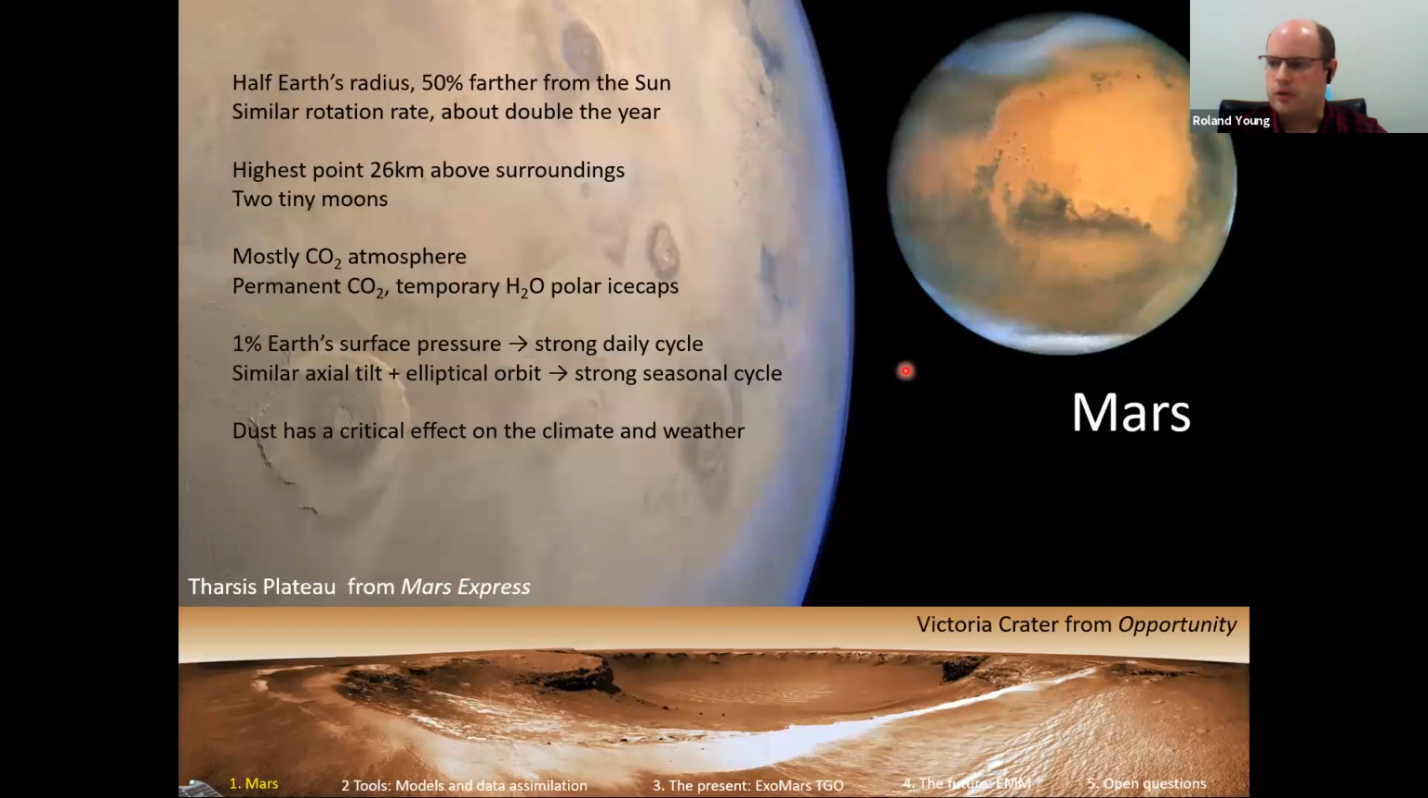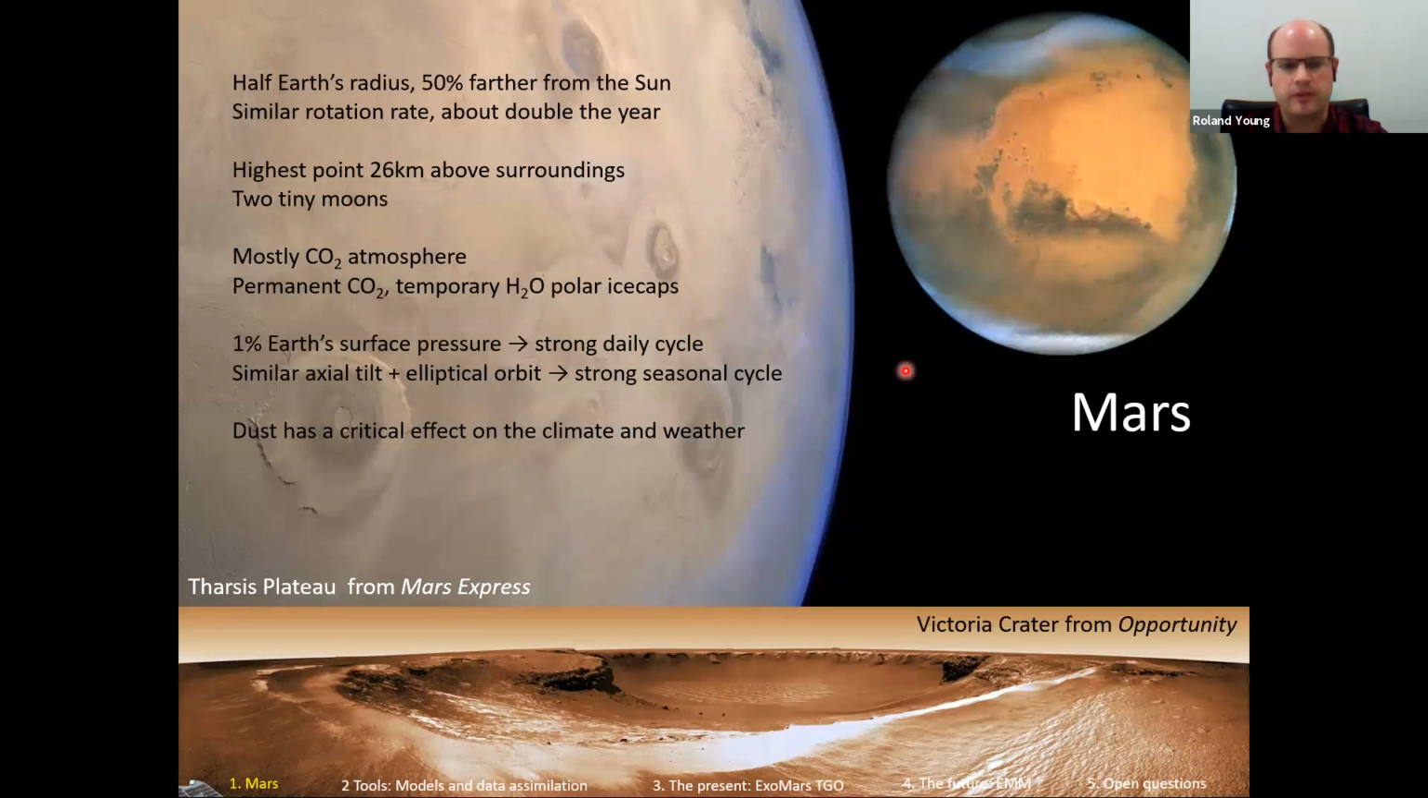The surface pressure is very low. It's 1% of the Earth's surface pressure. You can think of it as the pressure you would get if you went up in the Earth's atmosphere about 20 kilometers. And this means that there is a very strong daily cycle between the day and the night. And as I mentioned, it has a similar axial tilt, but it also has an orbit that is less circular than the Earth's. These two combine to make a strong seasonal cycle, which I will talk about in a couple of slides. Finally, the atmosphere is very strongly driven by dust.